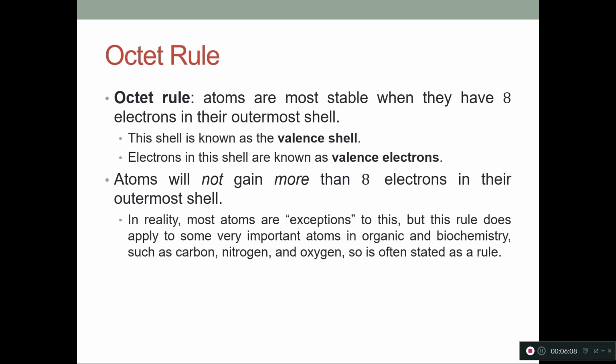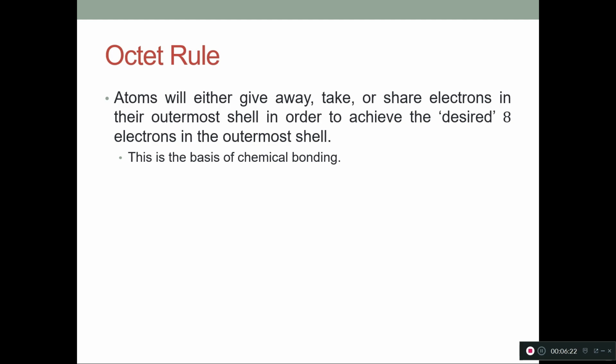So in reality, most atoms are exceptions to this, but this rule does apply to some very important atoms in organic and biochemistry, such as carbon, nitrogen, and oxygen, so it's often stated as a rule. To get the octet, atoms will either give away, take, or share electrons in their outermost shell in order to achieve the desired 8 electrons in their outermost shell. This is the basis of chemical bonding.